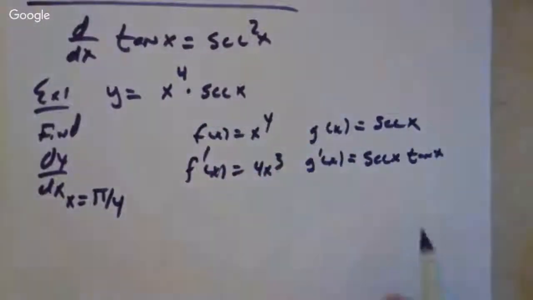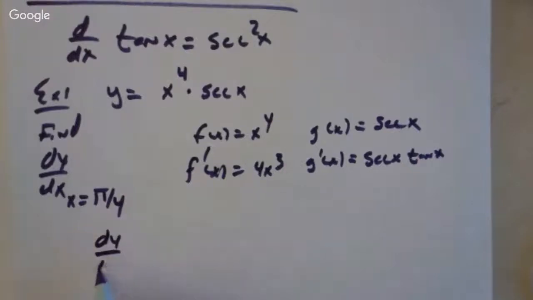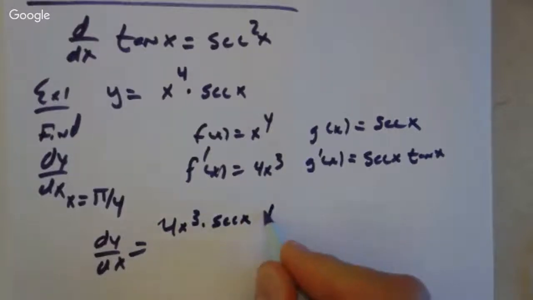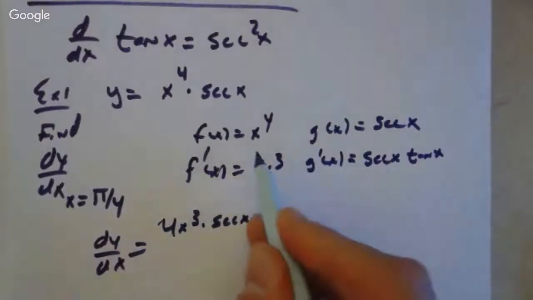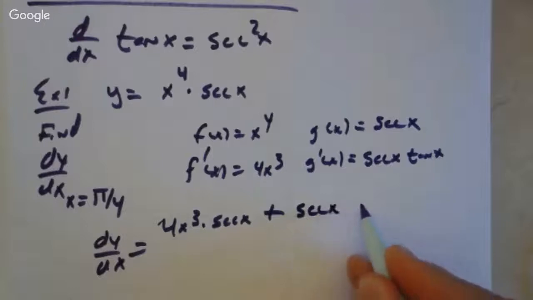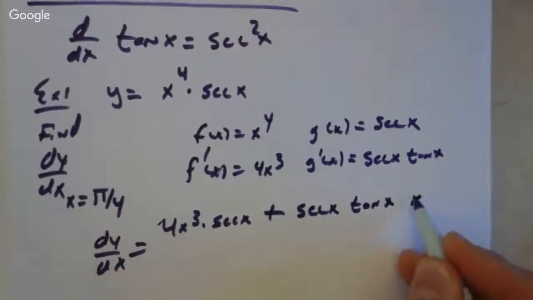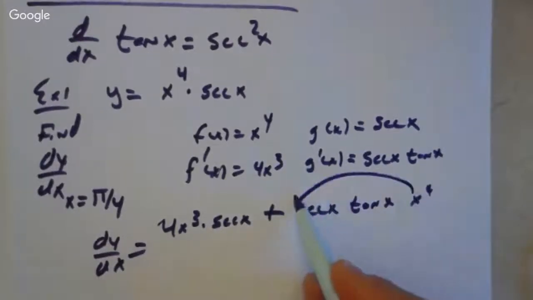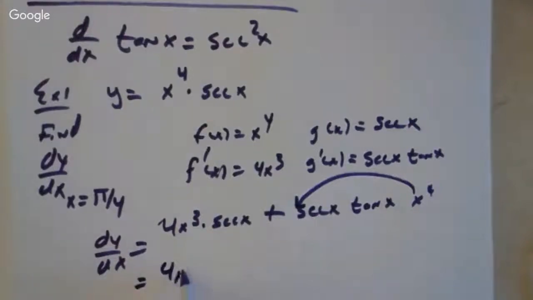All right, so what do we do? We take that, the bow tie method, so dy dx, derivative of the first times the second, so 4x cubed times secant x, plus the derivative of the second multiplied by the first, so secant x tangent x times x to the 4th. Now, I'm going to take the x to the 4th and move it up front. That's a better idea.